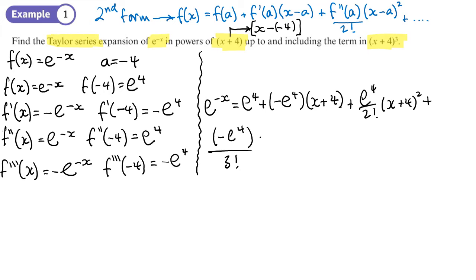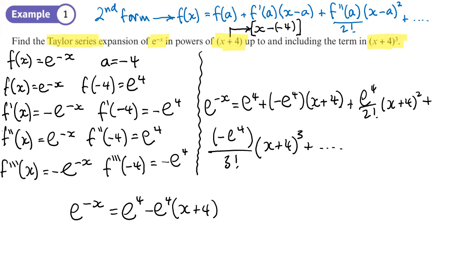over 3 factorial and then (x + 4) all cubed. Right, so we'll write out our nice, neat, simplified answer here. So you've got e to the 4. And I'm guessing we could factorize out the e to the 4 at the end. We'll have a look. Then the next term will be minus e to the 4 (x + 4). Now don't expand out the brackets, because the question says we need to leave it in powers of x plus 4. So we don't expand the brackets.